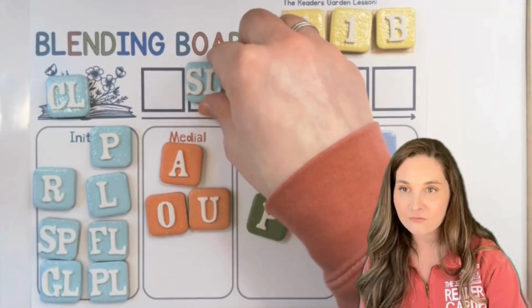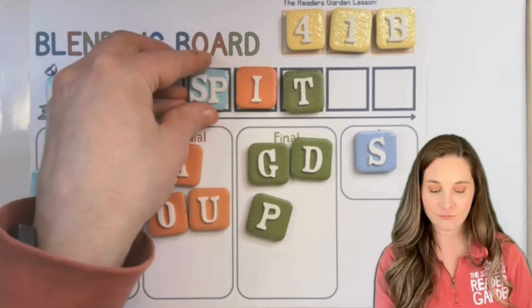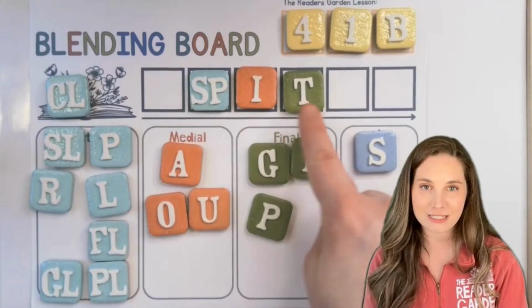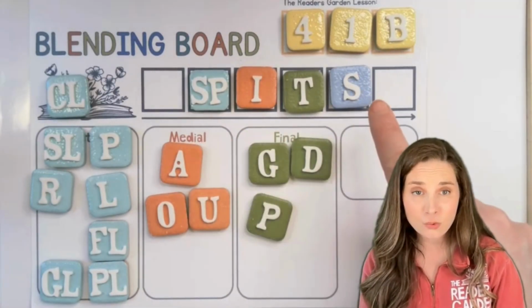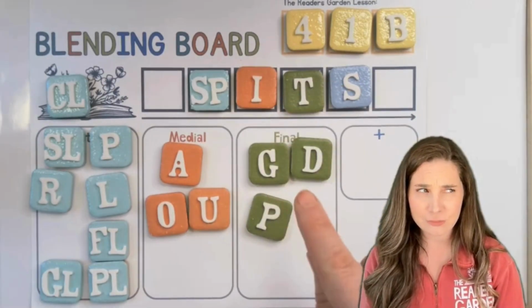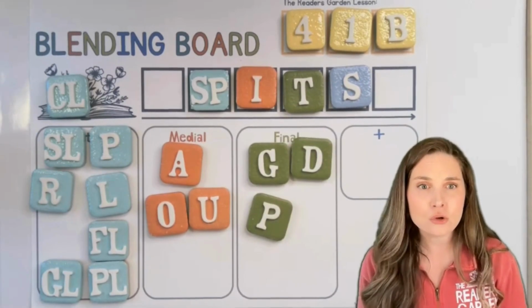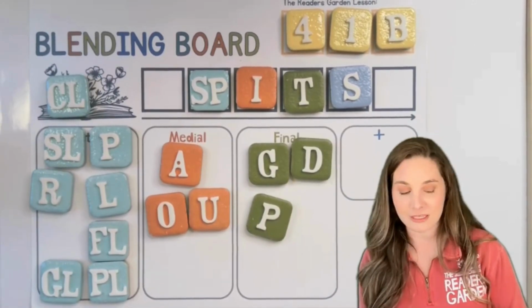And if I take off the sl and bring up the sp, now I have the word spit. And if I add an S, I get spits. Oh no, there should be no spits. He was told not to, but he spits outside anyway. That would be a sentence.